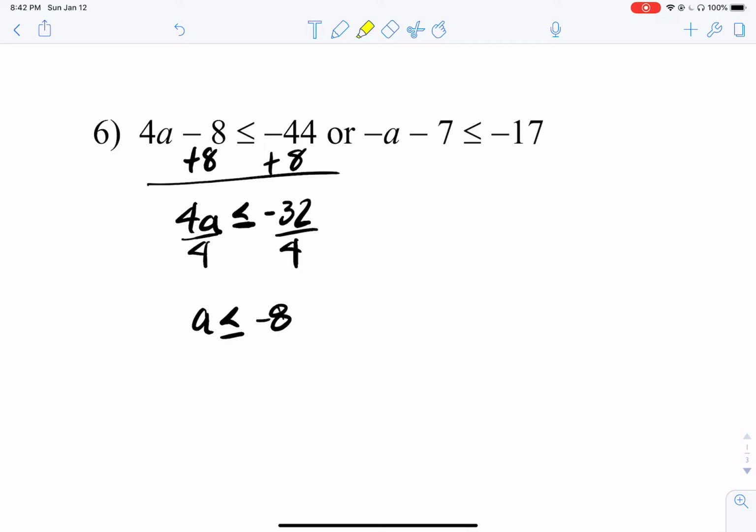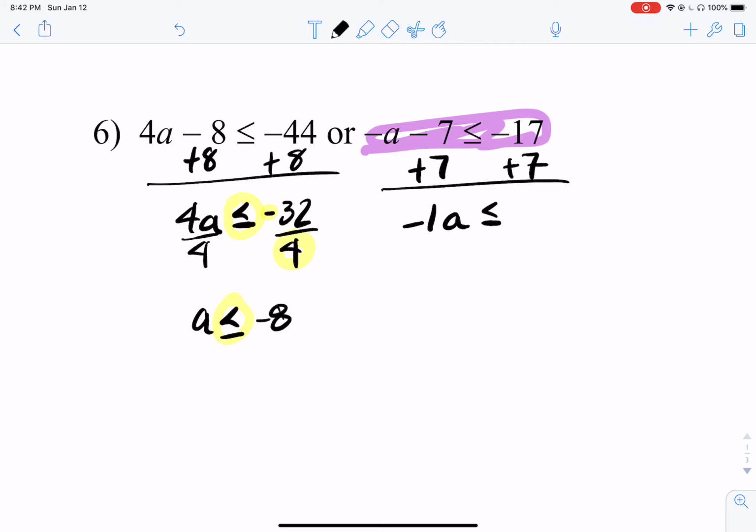So again, even though I do have a negative value, I am not going to flip this inequality because I'm dividing by a positive 4. So that is not going to flip that inequality, okay? That's going to stay the same. Now for the other equation, on the right of the OR, we have to add 7 to both sides, and negative 1a is less than or equal to negative 10. We divide by negative 1, and the value of a is greater than or equal to positive 10. So again, you see, we flipped it because we were dividing by negative 1.